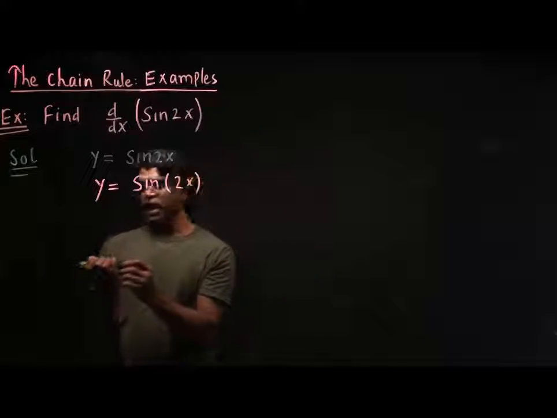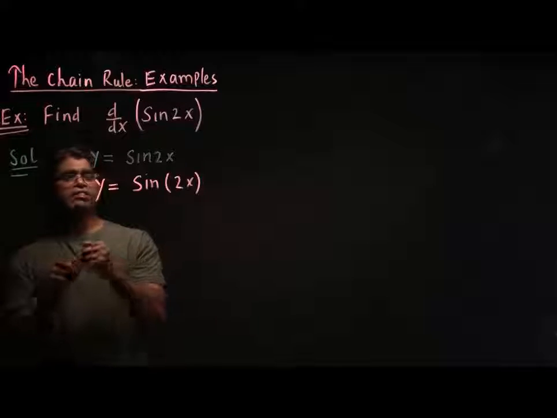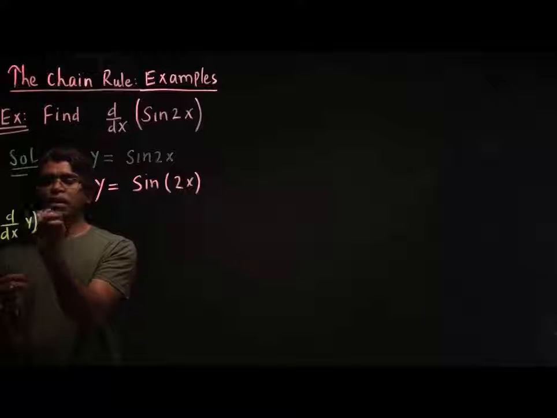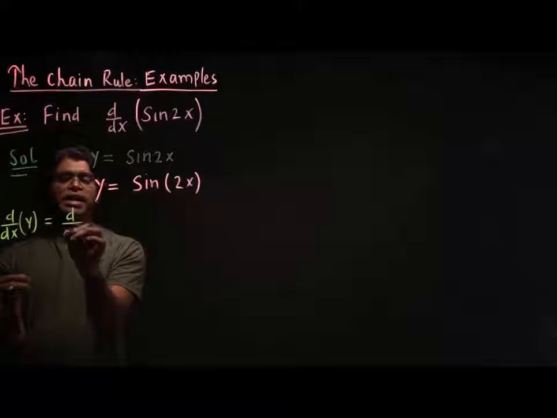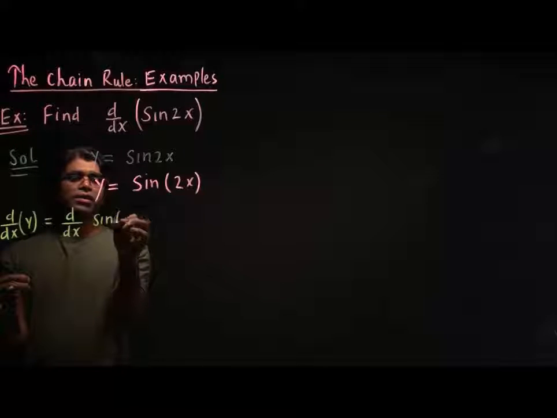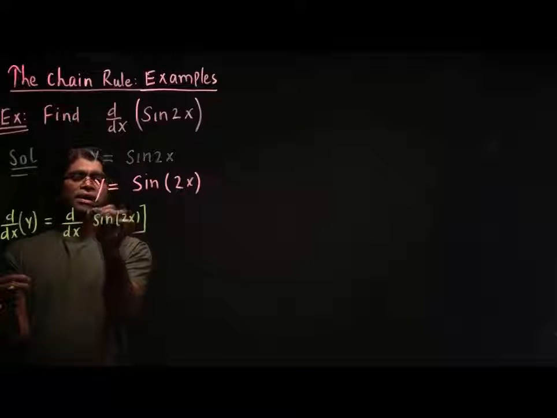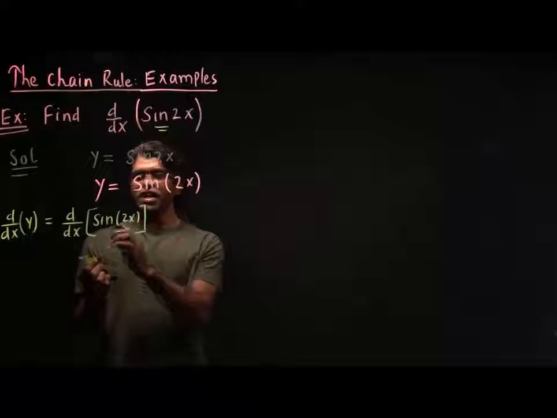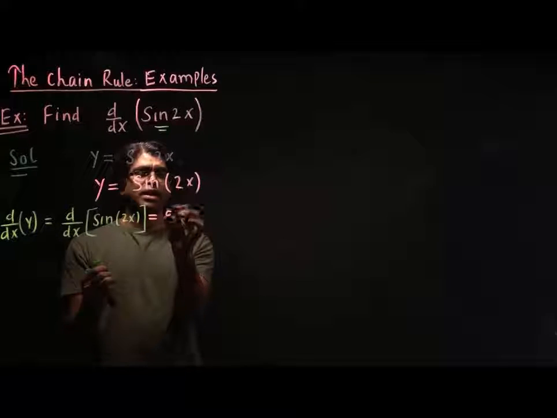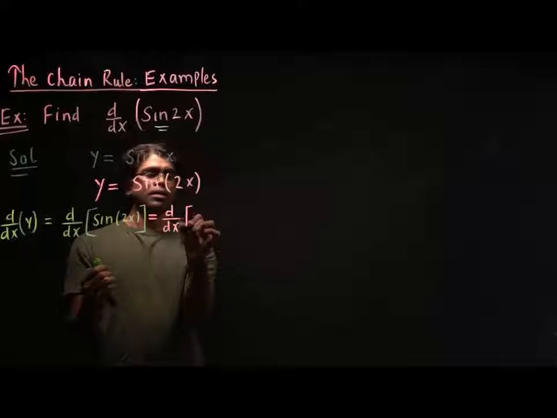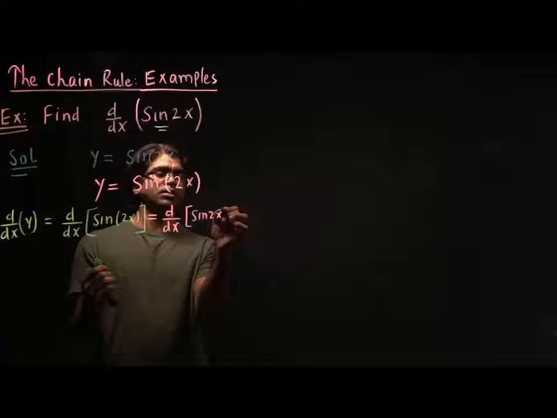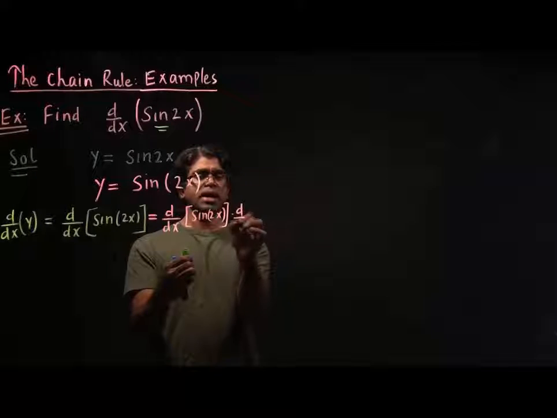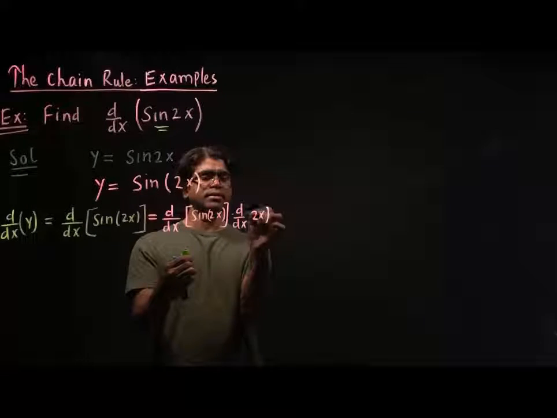So let's differentiate both sides. So if I differentiate, I will write dy/dx of y is equal to dy/dx of sin 2x, right? Which is basically my function from here. Now let's differentiate this function. I will write this as dy/dx of sin 2x, which is basically my sine function, sine of something, times dy/dx of 2x, right?